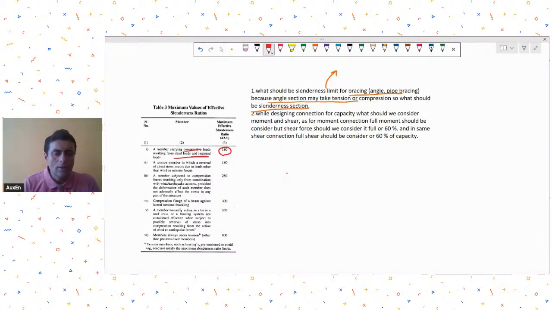If you are designing your bracing as a tension member, but in which a reversal of direct stress occurs due to loads other than wind or seismic. So let's say you are designing your bracing member, which although designed as a tension member, has a possible reversal of stresses under gravity loads or under loads other than wind or seismic, then again you have to restrict it to a 180 slenderness ratio limit.